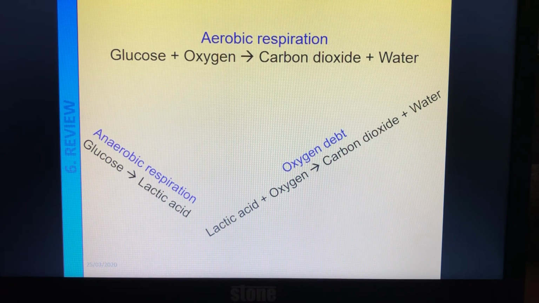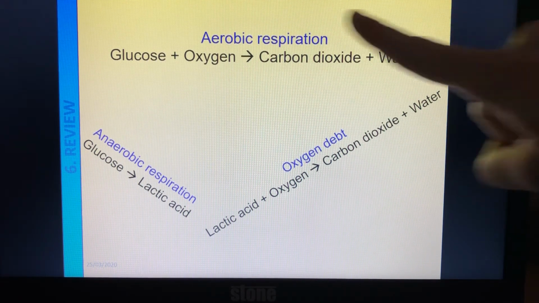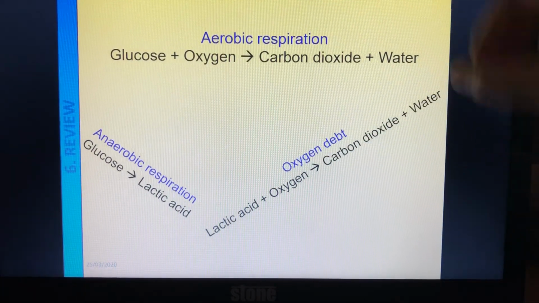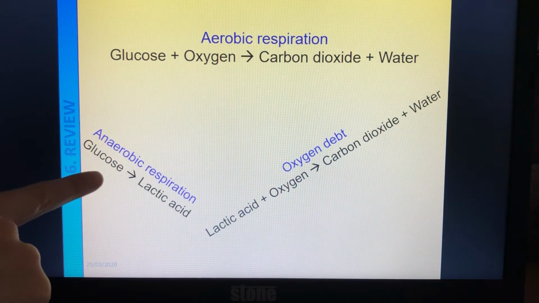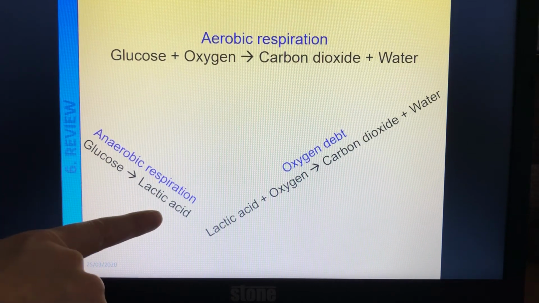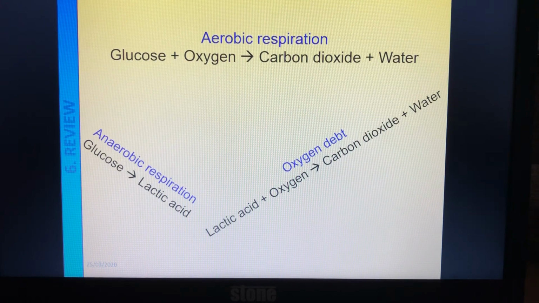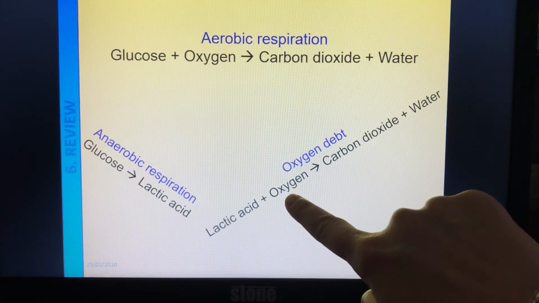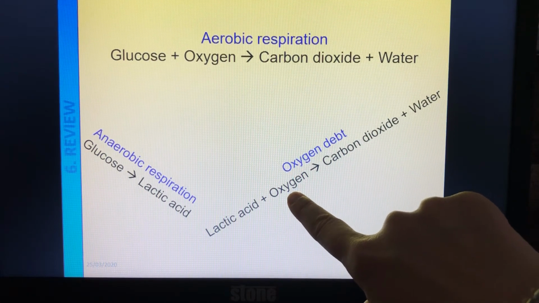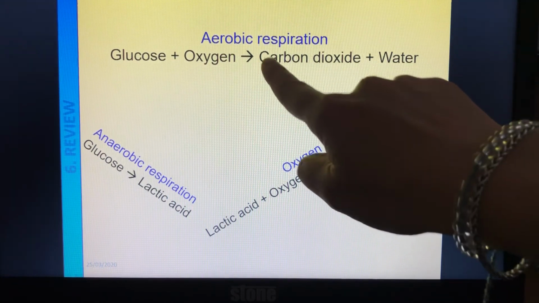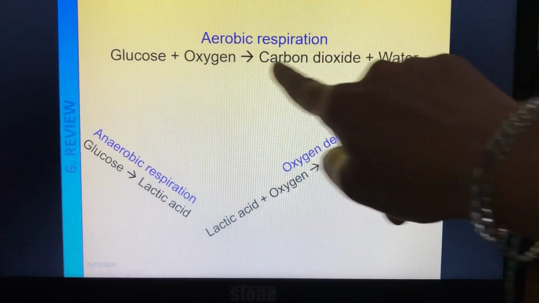So this is just kind of a summary, and I talked about it being a bit like going around the houses. So we've got our efficient aerobic respiration, glucose with plenty of oxygen making carbon dioxide and water and releasing that energy. And then we talked about anaerobic respiration with the lack of oxygen, just the glucose with the lactic acid being formed. And we said this was inefficient. But then if you take that lactic acid and you give it some more oxygen, the oxygen debt, after exercise, you get back to carbon dioxide and water again. And it's a good way of remembering that we've got the same products here and here.